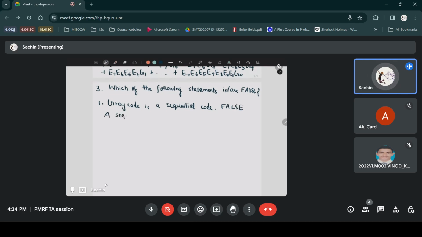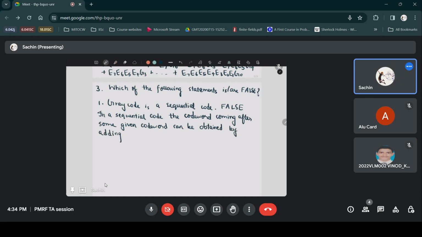A sequential code, so in a sequential code, the code word coming after some given code word can be obtained by adding 0001, adding 1 to it.